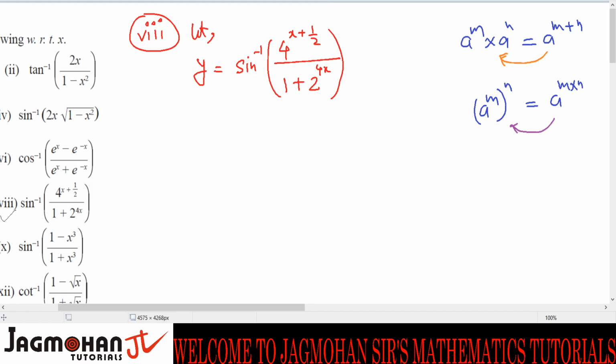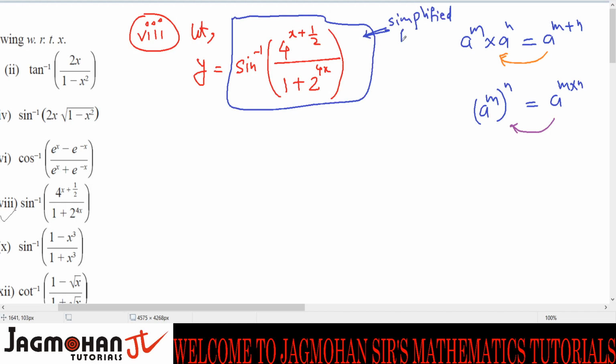So let's begin. First of all, what I understand here is this function is sine inverse of f of x, and this is not x, it is f of x. So I will not differentiate directly, otherwise this will become very troublesome. So I try to simplify this particular function. I will try to get a simplified function.